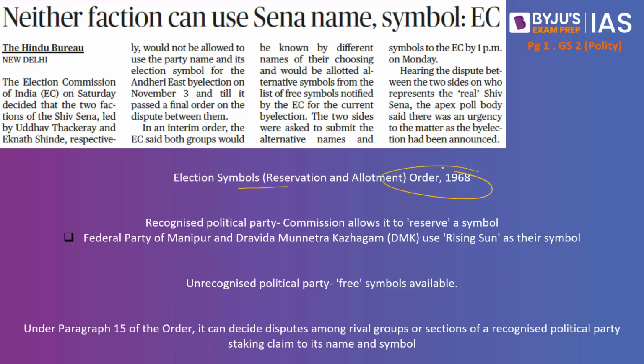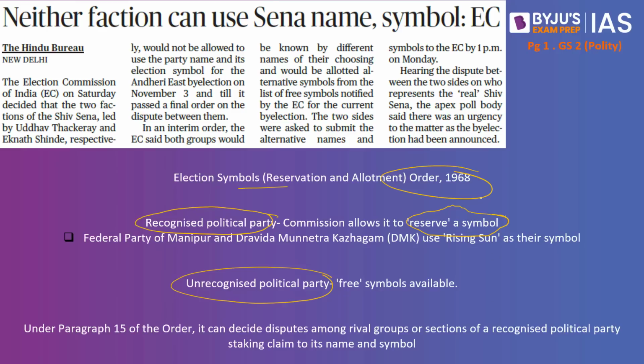What are the symbols? When we speak about the Election Commission of India, it allots symbols to the political parties. There are two types of political parties. One is a recognized political party. The other is an unrecognized political party. For a recognized political party, there are national political parties and also state political parties. For both, the Election Commission of India allows them to reserve a particular symbol.